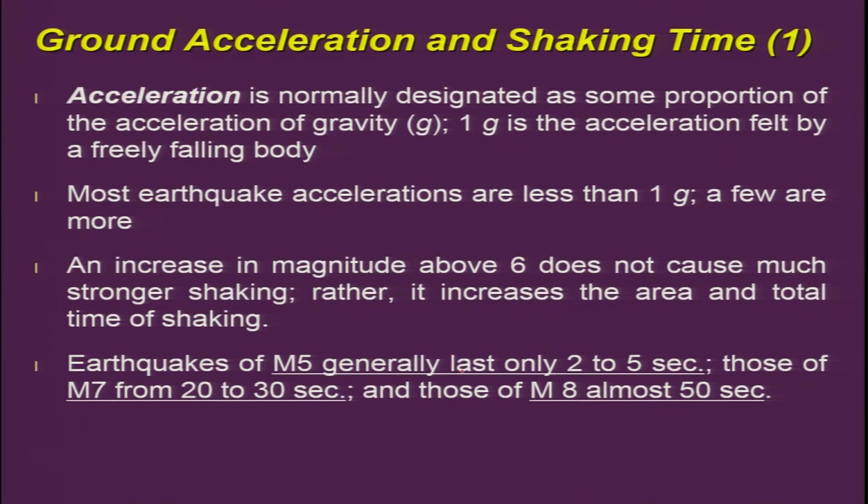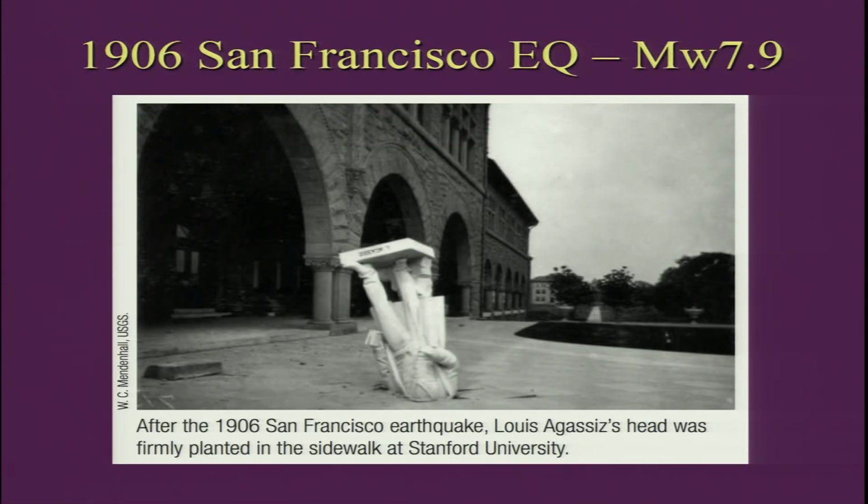So if you have weaker structures, the duration of ground shaking during a magnitude 5 earthquake will not result in damage. But even with a magnitude 7 earthquake, the duration of shaking is around 10 times more. So you have 20 to 30 seconds, and in the case of magnitude 8 much more, up to 50 seconds. So mostly the ground acceleration will result in toppling of structures or damaging the structure in total.